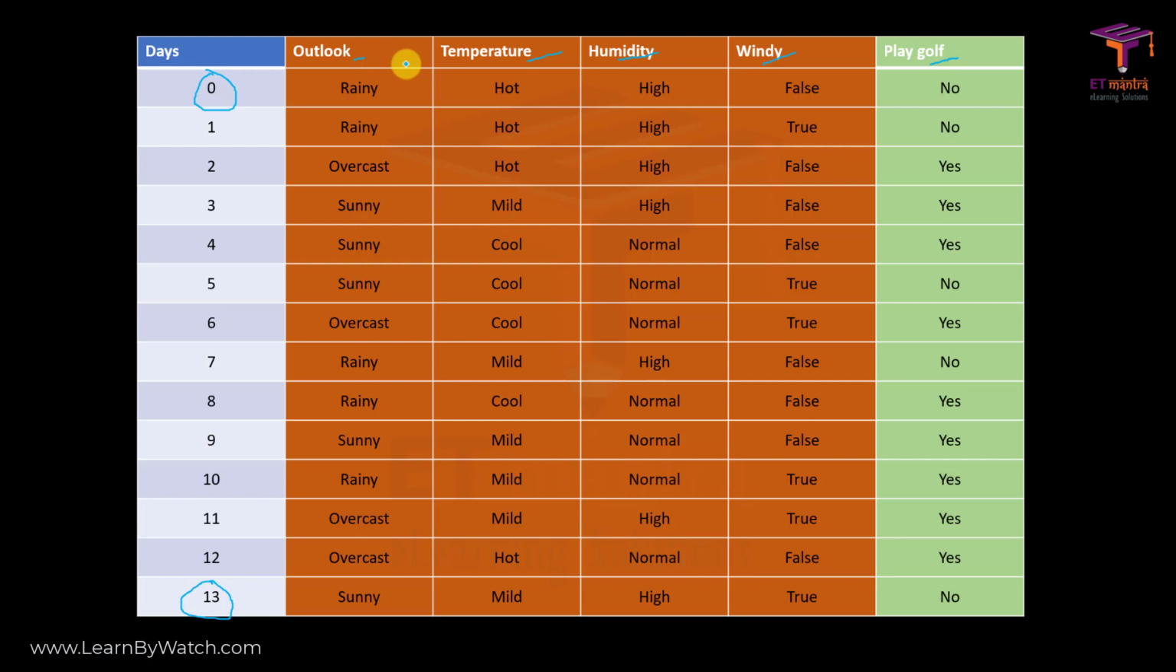First, let us look at the outlook feature. We notice that we have 3 different kinds of outlook: rainy, overcast, and sunny. Similarly, in temperature, we have 3 types: one is hot, one is mild, and one is cool. But in humidity we have just 2, which is high and normal, in windy we have true or false, and in playing golf we have no and yes.